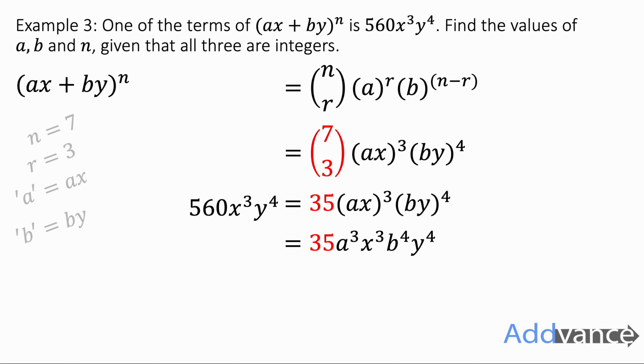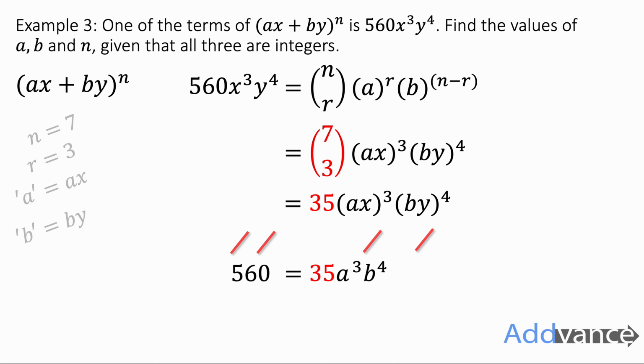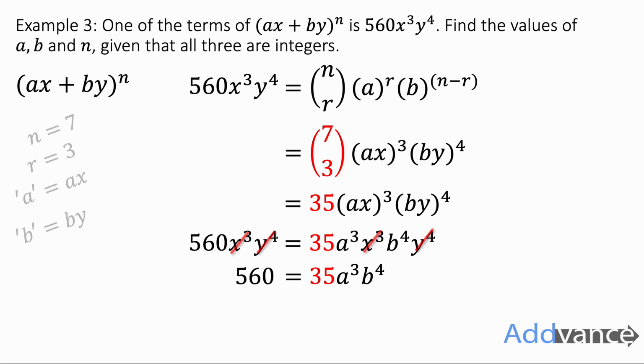We can expand the brackets there. So (ax)^3 is the same as a cubed x cubed. (by)^4 is b to the power 4 y to the 4. And again, it is still equal to 560x^3y^4. We've got x cubed and y to the power 4 on both sides, so we can just cross those out, and we're left with 560 is equal to 35a^3b^4. We divide by 35. 560 divided by 35 is 16. And so we've got 16 is equal to a cubed b to the power 4.